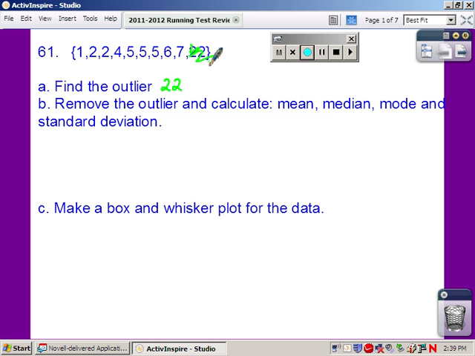So calculating a mean, by now I think you all know how to do that. A mean is simply an average, to add up all these numbers and divide by how many there are. When you do that, you come out to 4.1 as a mean.